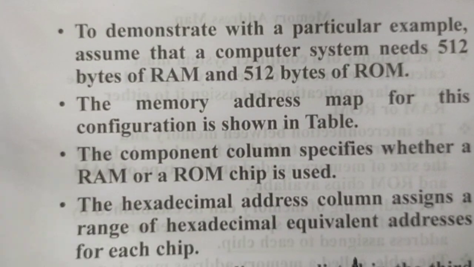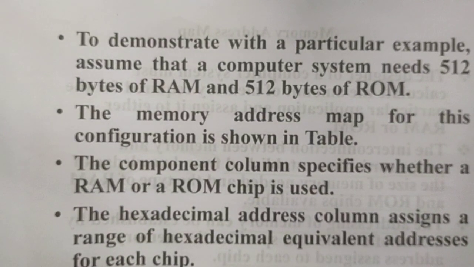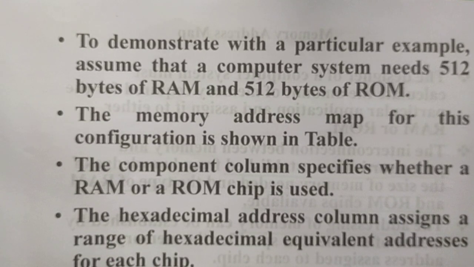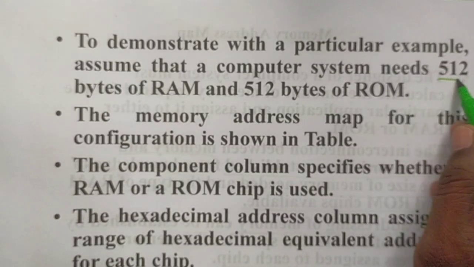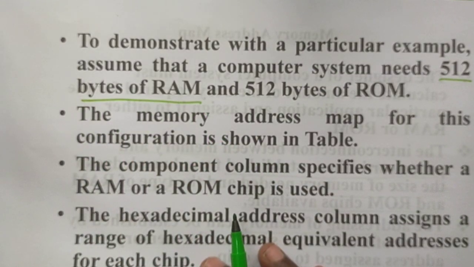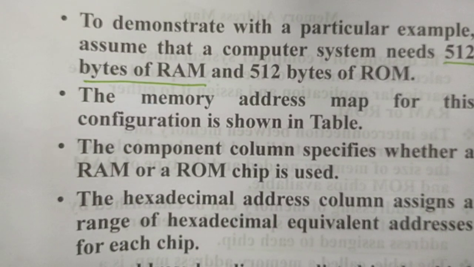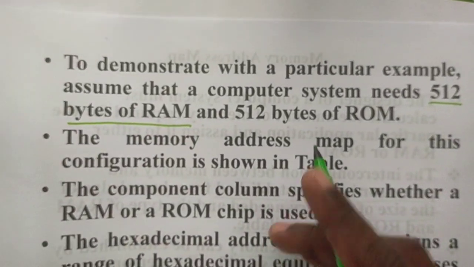And another is to demonstrate with a particular example. Suppose we consider a certain size of RAM or ROM. Suppose a computer system needs 512 bytes of RAM and 512 bytes of ROM, for example. I will show you how the memory address map for this configuration is designed: 512 RAM and 512 ROM.